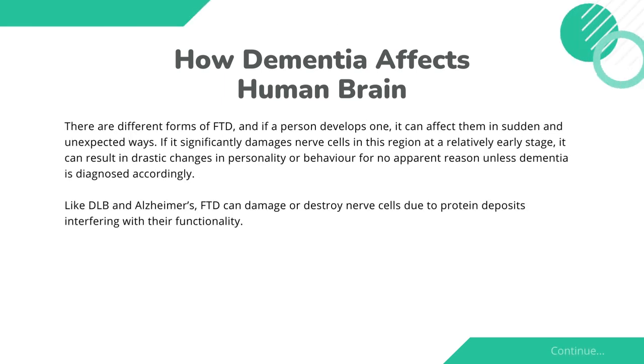There are different forms of FTD, and if a person develops one, it can affect them in sudden and unexpected ways. If it significantly damages nerve cells in this region at a relatively early stage, it can result in drastic changes in personality or behavior for no apparent reason unless dementia is diagnosed accordingly. Like DLB and Alzheimer's, FTD can damage or destroy nerve cells due to protein deposits interfering with their functionality.